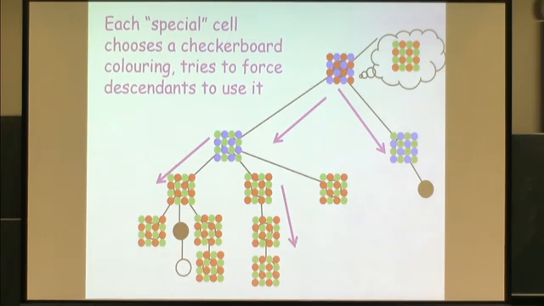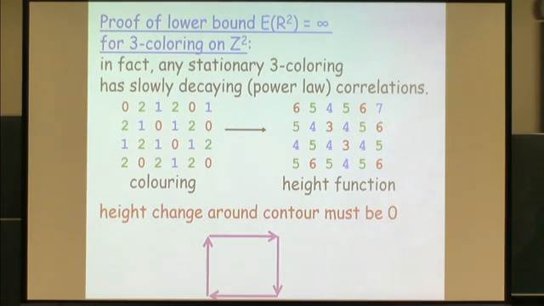And yeah, again, if you do this carefully, you get a power law bound, and the power is even more terrible than it was in 2 dimensions. So we don't know what the right power is. So why can you not do better than a power law with 3 colors?